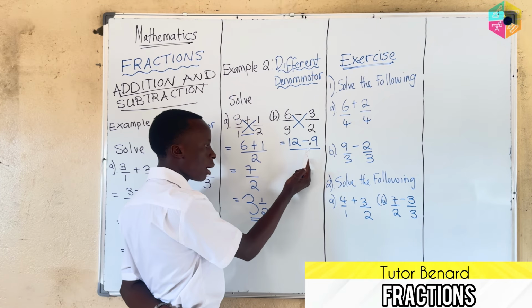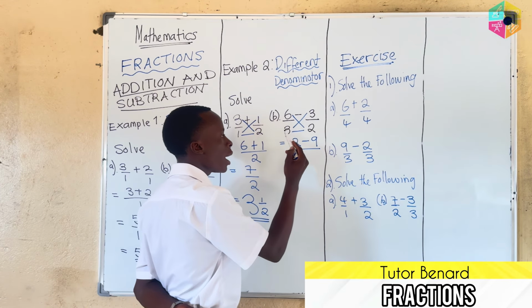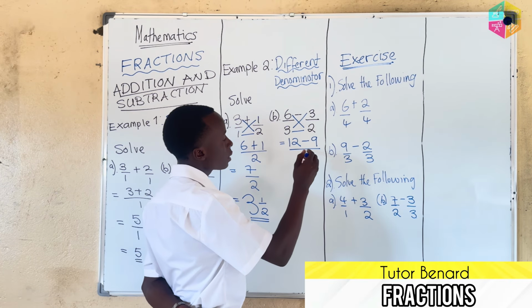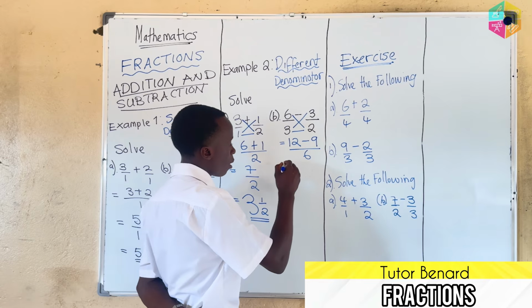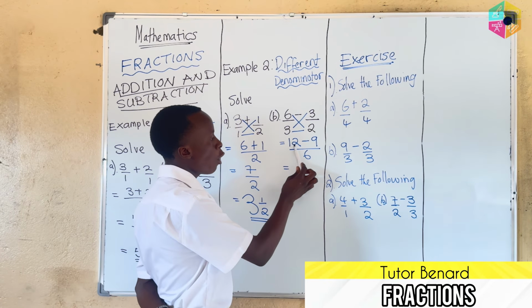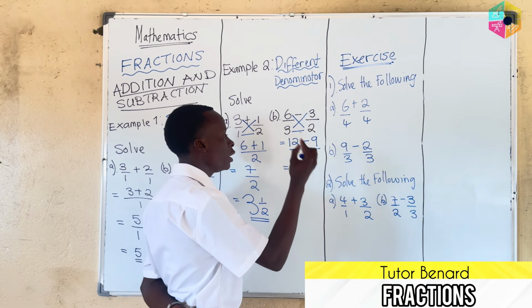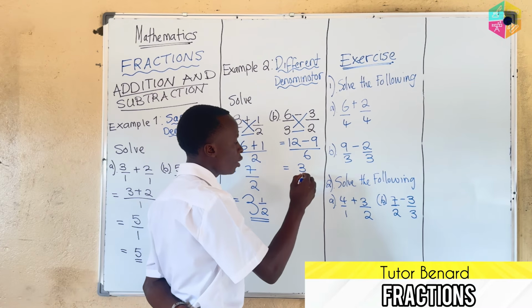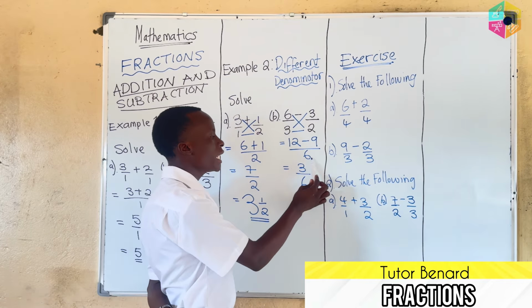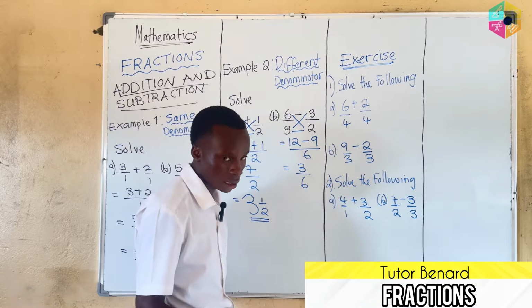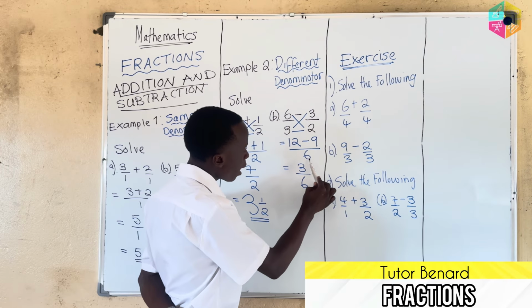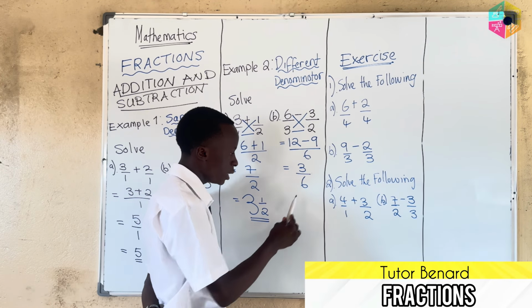Over, how do we come up with our denominator? You multiply these two numbers. 3 times 2 will give us 6. When you reach this stage, you just subtract. 12 minus 9 will give us 3. So you say 3 over 6. Where are we getting the 6 from? You just maintain the same denominator. 12 minus 9 gives us 3 over the same denominator, which is 6.